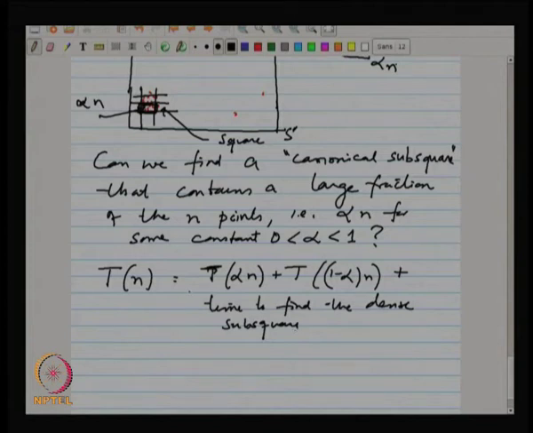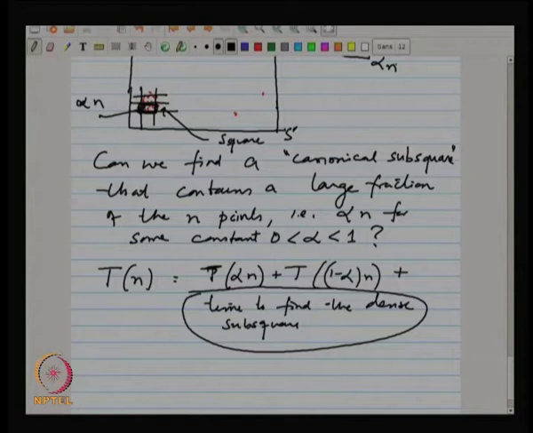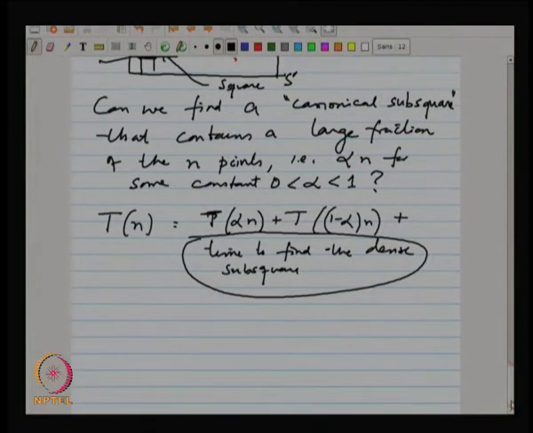Turns out that this becomes a problem on its own. It is not completely trivial. So, how do you find a subsquare that contains a large fraction of the points? First of all, does such a subsquare exist or not? That is also not clear. So, for that I will pose this problem and leave it as an exercise for you.